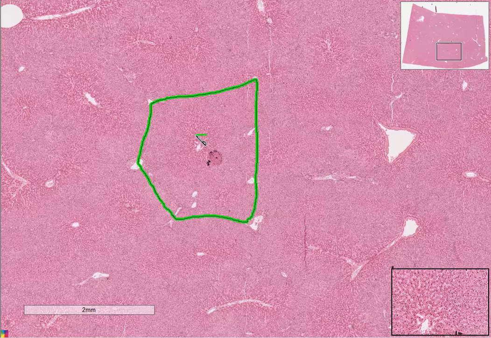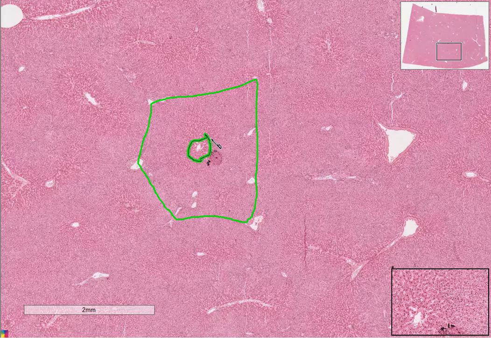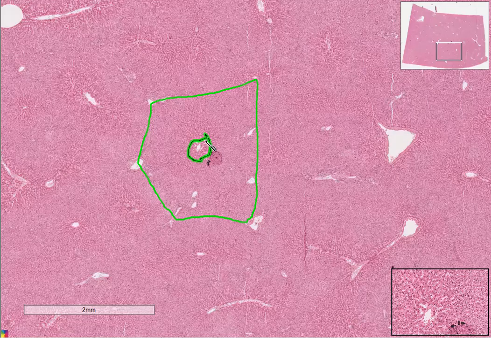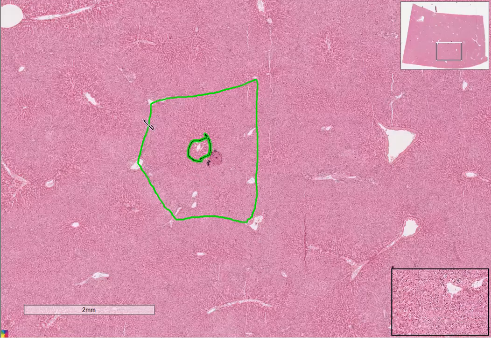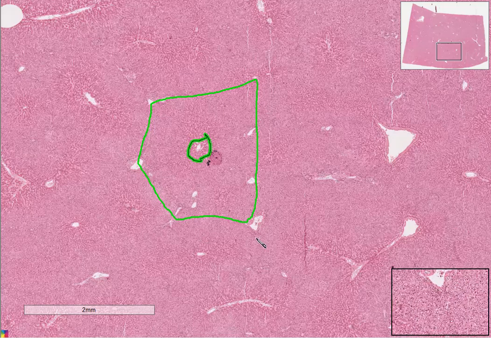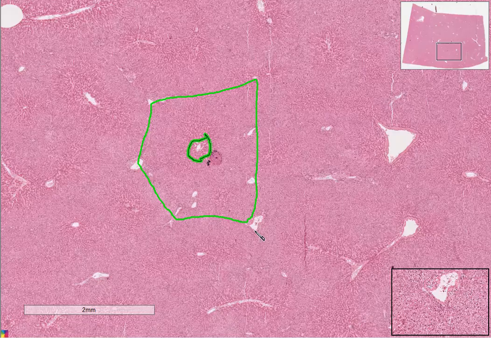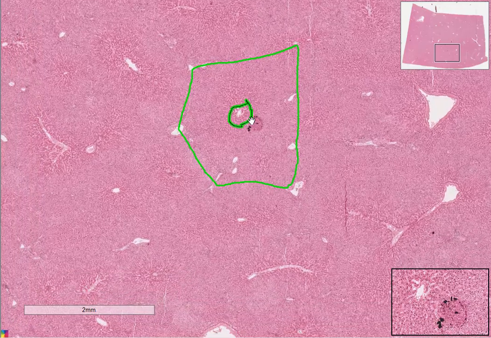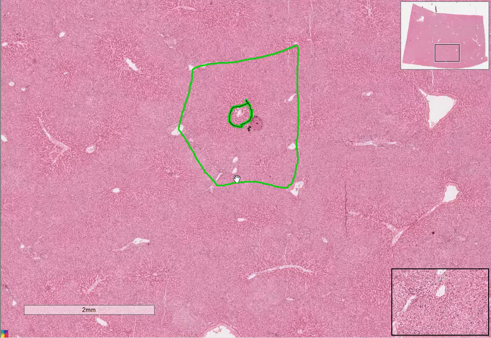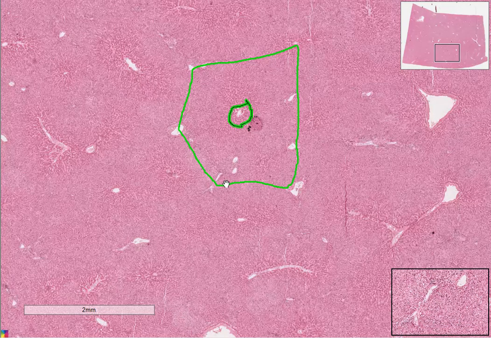And then in the center here we have a central vein. At each corner of a lobule is a portal tract, which is what I've drawn. So each corner has a portal tract, and it's what we call a portal triad. A portal triad consists of portal vein, hepatic artery, and bile duct.